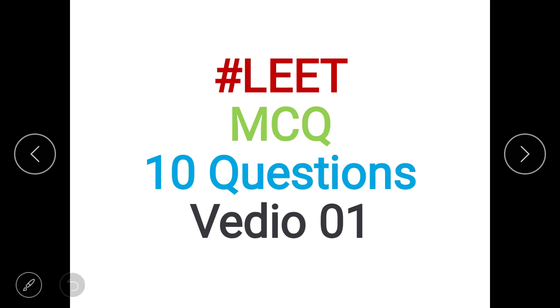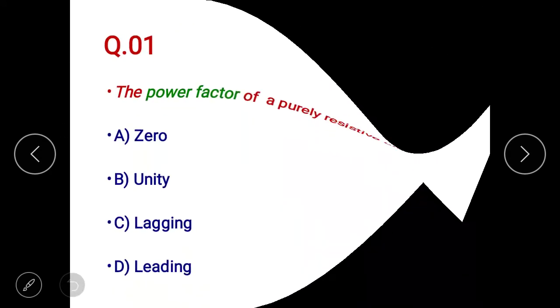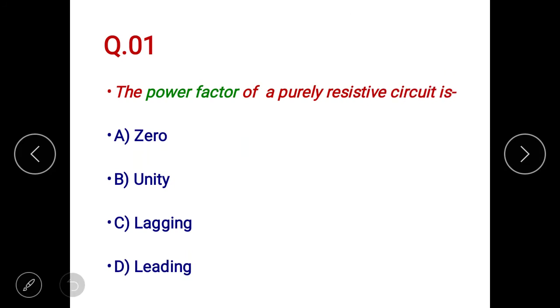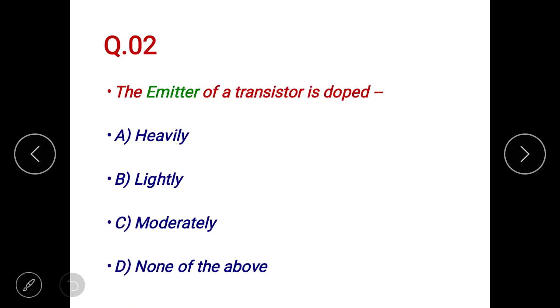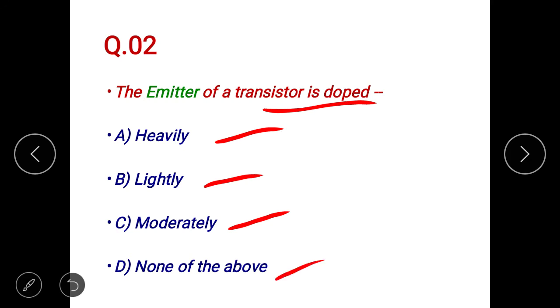Lead MCQ, 10 questions. Video number 1. First question. The power factor of a purely resistive circuit is 0, unity, lagging, leading. The right answer is unity. The emitter of a transistor is doped heavily, lightly, moderately, none of the above. The right answer is heavily.